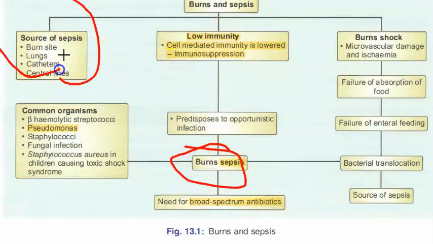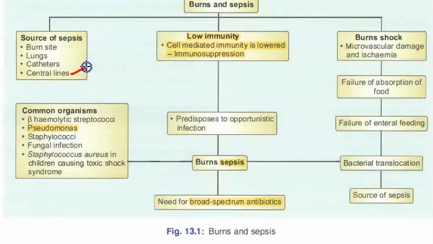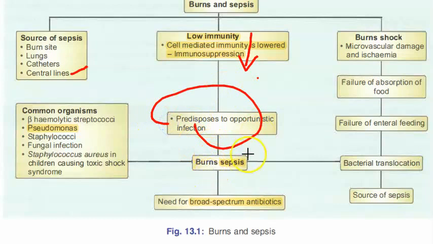See, basically what happens, these people in the burn site, there can be infection, or in the lungs, there can be infection. Catheters can cause infection, or the central line itself can cause infection, right? They also have low immunity because they're immunosuppressed, because cell-mediated immunity is lowered, and because of that there can be opportunistic infection leading to sepsis.